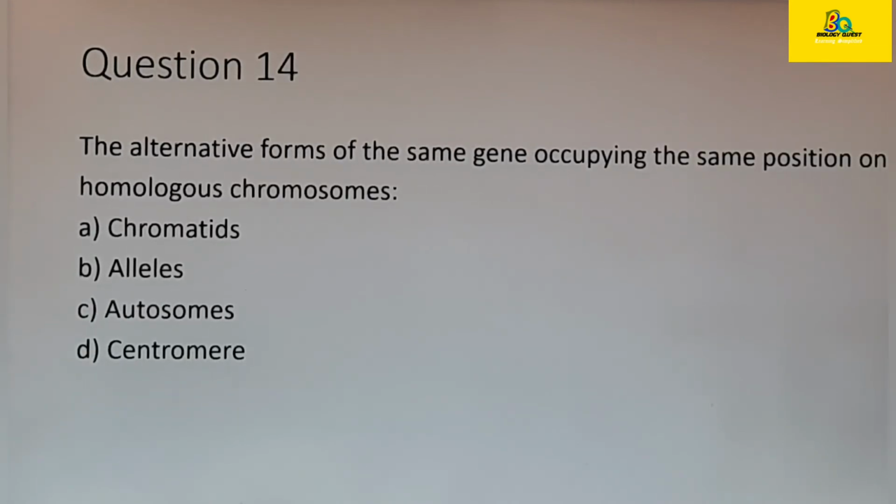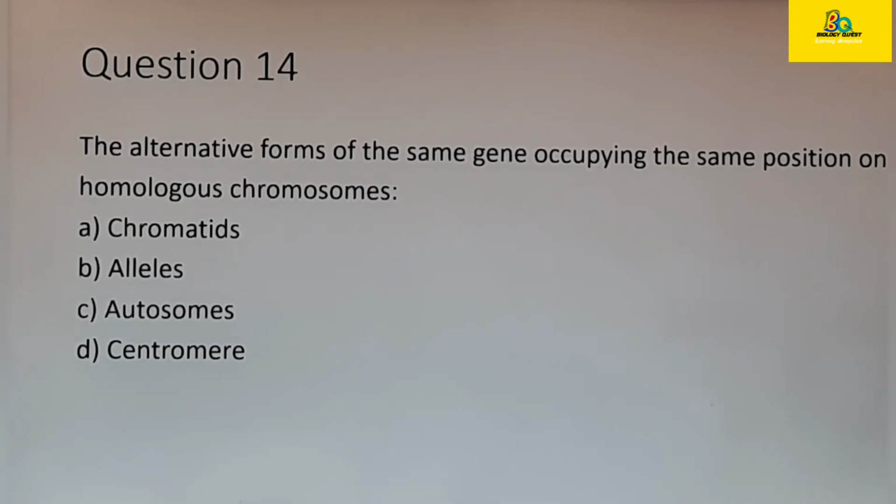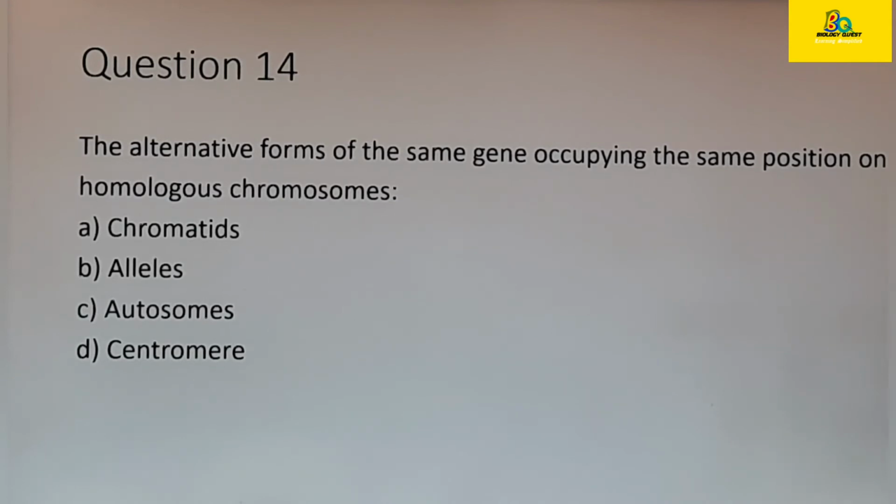Question 14. The alternative forms of the same gene occupying the same position on homologous chromosomes. Options are chromatids, alleles, autosomes, centromere. Chromatids. What are chromatids? The two arms of a chromosome are called chromatids. What is an allele? Alternative forms of a gene are called alleles.